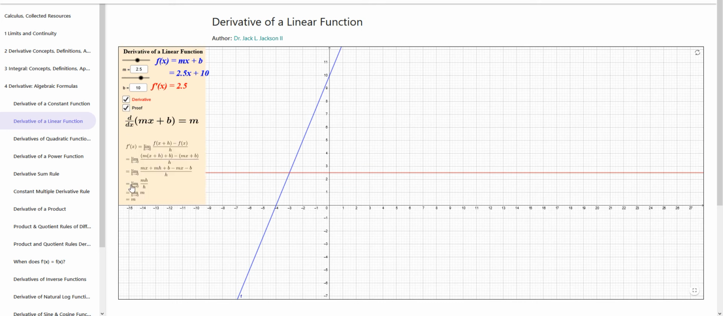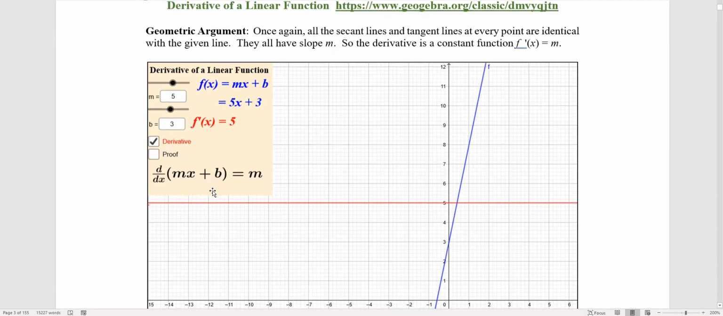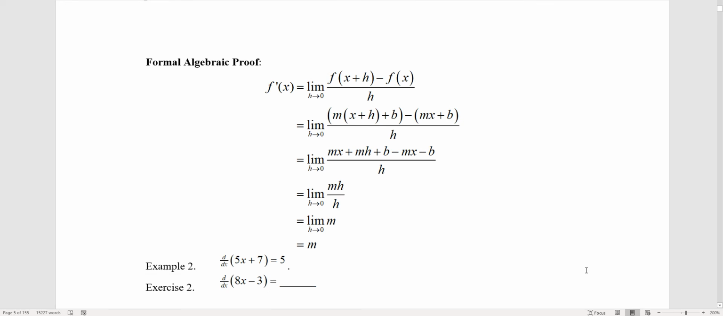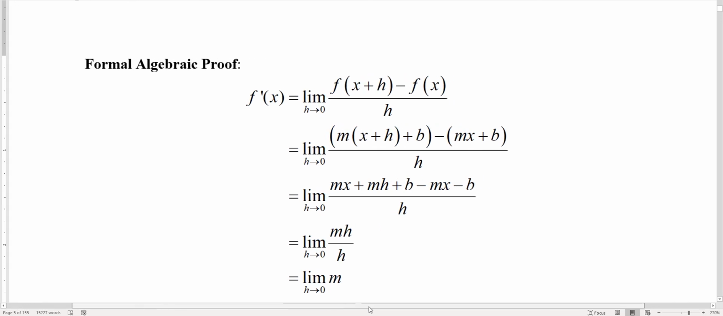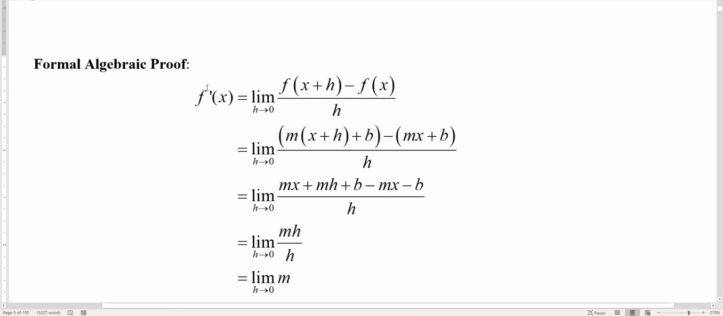The proof is pretty straightforward. I'm going to show you a bigger version of that here from my notes. Here's the proof, algebraically. We start with the definition of the derivative. f prime of x equals the limit as h goes to 0 of f of x plus h minus f of x, over h. For our formula, f of x equals mx plus b, where m and b are constants. So f of x is mx plus b. Put in parentheses here the same formula with x being replaced by x plus h. That's what f of x plus h means.